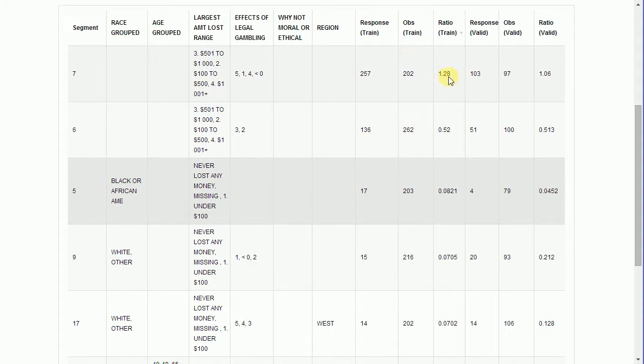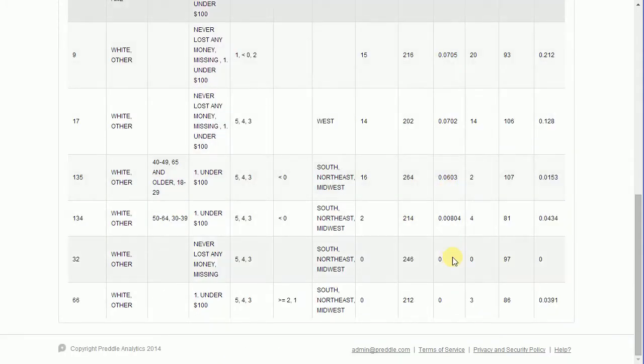And this is the ratio itself. This ratio is this number here, 257, divided by this number here, 202. And same calculation going down for each segment. For respondents in this segment, the average gambling score is 1.28, which is well above the overall average of 0.229 that we mentioned earlier. And similarly, once we get down here, it's actually 0 for this segment.